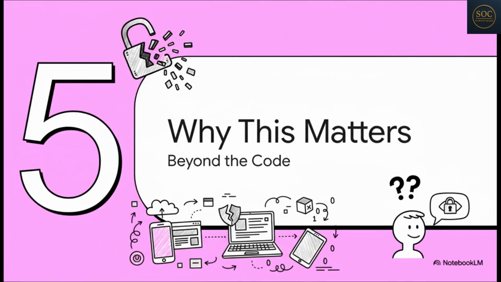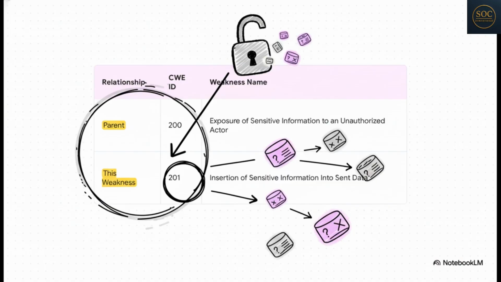Okay, so we've looked at the problem and the solution from a pretty technical angle. But why does this specific weakness matter to you as someone who uses apps and websites every single day? Well, to put it in context, our accidental overshare, CWE-201, is actually just one specific type of a much broader weakness, CWE-200. Think of it like this. CWE-200 is the big general problem of exposing sensitive info. Our weakness today, 201, is just one very common way that happens, by accidentally mixing secrets into the data that gets sent out.